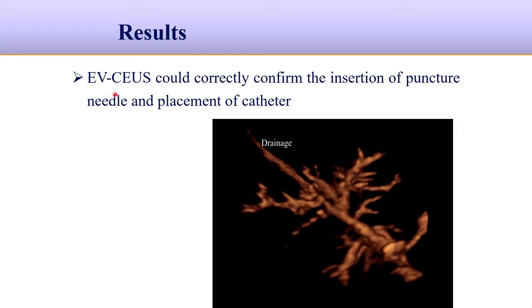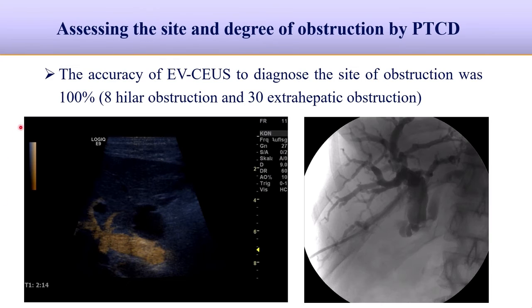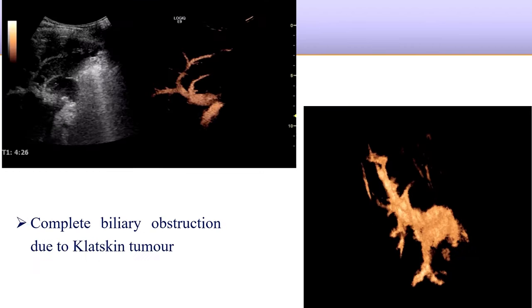Extravascular contrast enhanced ultrasound could correctly confirm the insertion of the puncture needle and the placement of a catheter. Here is a 3D ultrasound image. We can clearly see the structure of the bile duct. Extravascular contrast enhanced ultrasound could also assess the site and the degree of the obstruction. This picture shows a complete biliary obstruction because of a clustering tumor, and this is the 3D image.